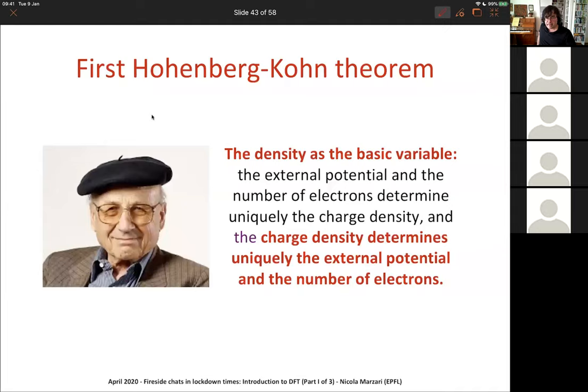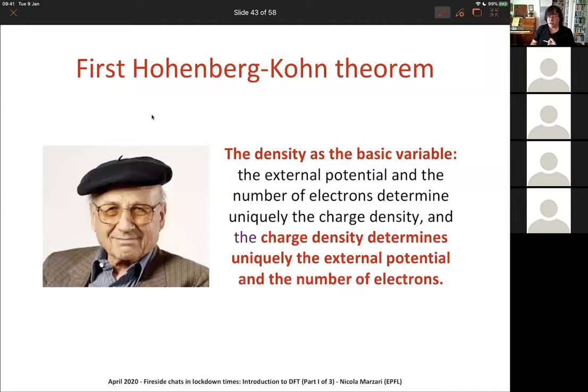And he says this. We know already that the external potential and the number of electrons determine what the Schrödinger equation is. That is, they determine, at least in principle, the solution of the Schrödinger equation, the ground state wave function. From the ground state wave function, we can get the charge density. So in practice, it might be difficult, but conceptually, it's very easy and very clear. From external potential and the number of electrons, we get the charge density.